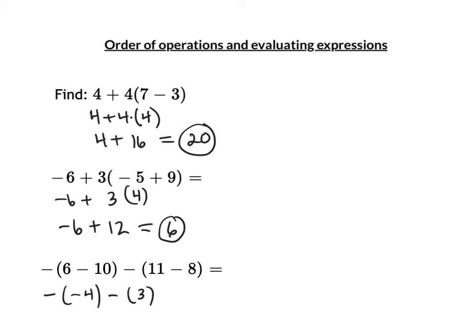Now this is the opposite of -4, see the double negative? So that ends up being +4. And these parentheses around the 3 aren't doing anything. It's just 4 minus 3, which of course is 1.